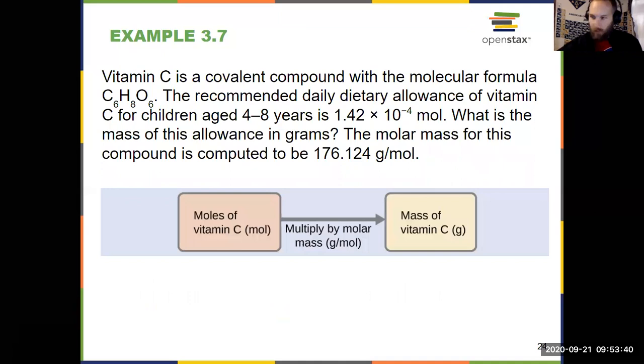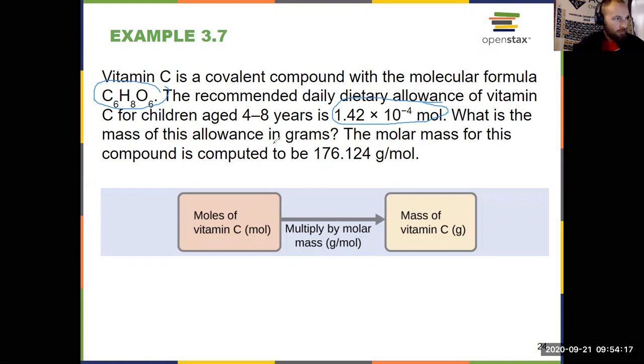Another one, okay, example 3.7. This tells us vitamin C is a covalent compound with the molecular formula C6H8O6. Recommended daily dietary allowance of vitamin C for children aged 4 to 8 years is 1.42 times 10 to the negative fourth moles. Again, test-taking strategy. Don't worry about a big word problem. Pull out the information that you need. Right? You need that formula, C6H8O6. You need this amount, 1.42 times 10 to the negative fourth moles. Great. That's all I need. I can ignore the rest.